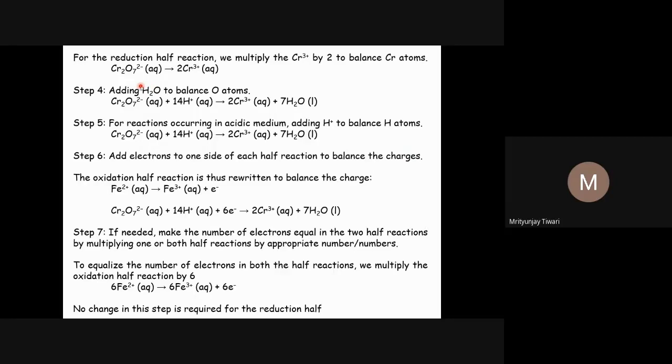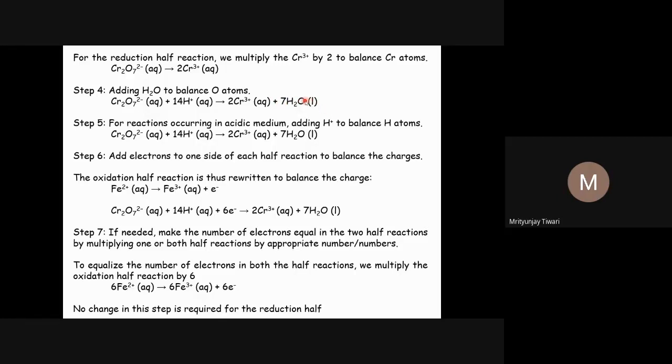Now in the fourth step, we balance the number of oxygen atoms. First we have to find out how many atoms are in excess and on which side. On the right hand side there is no oxygen atom, while on the left hand side oxygen atoms are there, so oxygen is in excess on the left hand side. There are 7 atoms of oxygen on the left. To balance it, we add 7 water molecules to the right hand side, because each water molecule contains 1 oxygen atom. So this is what we have done.